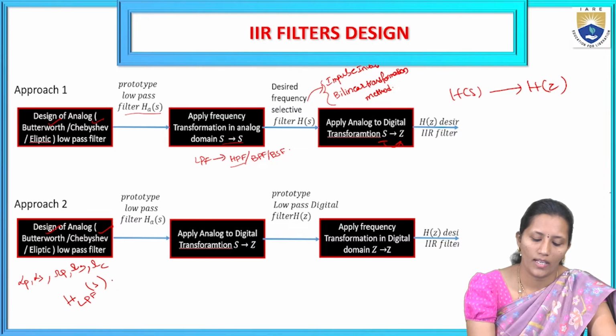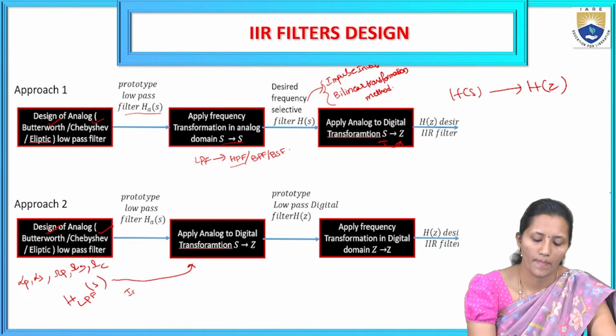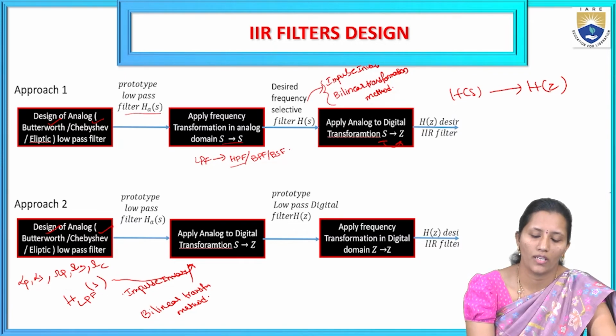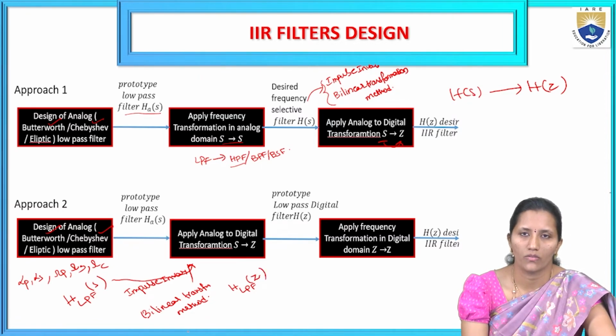So here we are directly applying the impulse invariant method or the bilinear transformation method, and we are going to convert this S domain to Z domain. So here we are going to get the low pass digital filter transfer function by using these two methods.